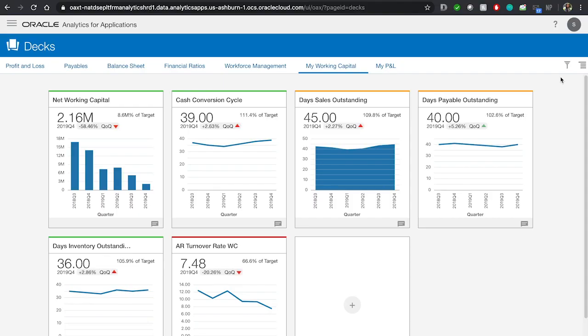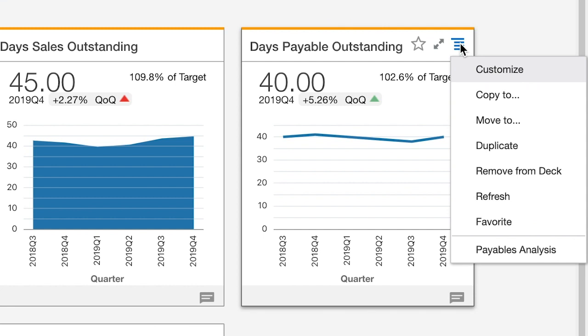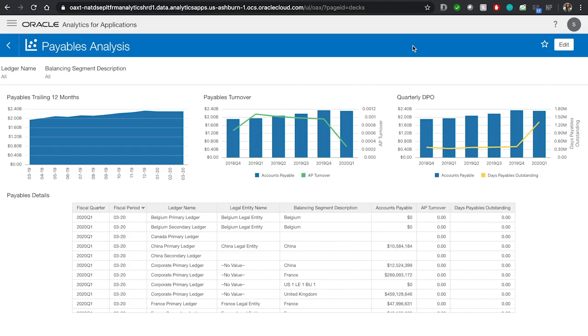The financial manager wants to look into the days payable outstanding KPI because right now his greatest concern is how late they are at paying back their suppliers. So he goes and clicks on the hamburger menu of the KPI card and hits payables analysis. What's generated for him is this pre-built dashboard that OAX has made, and it gives him three different visualizations as well as an itemized report that we see on the bottom.